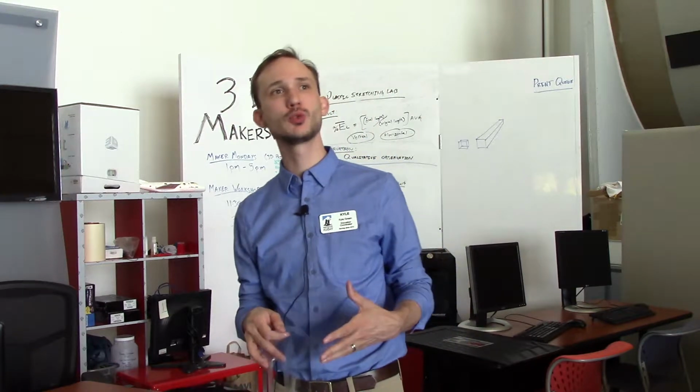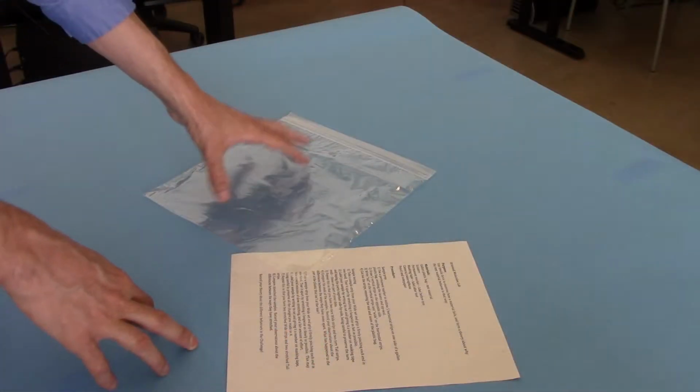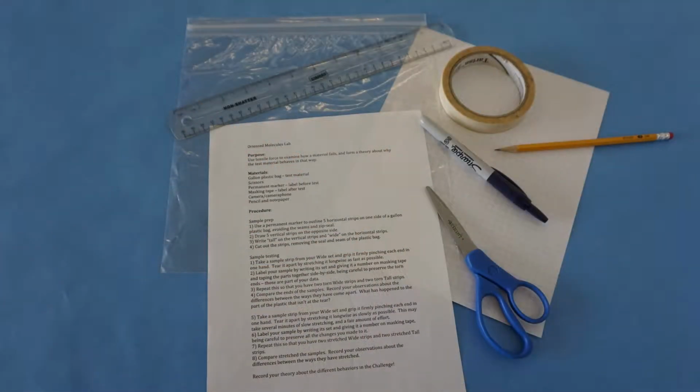So if the final length is in centimeters and the original length is in centimeters, then we get some dimensionless number. And we're going to do a couple samples fast, a couple samples slow, and compare them both for the direction that we cut them: wide to the bag, which will be horizontal strips, and tall to the bag, which will be vertical strips. We're going to see if those two orientations of the plastic are any different from each other. Let's get started.